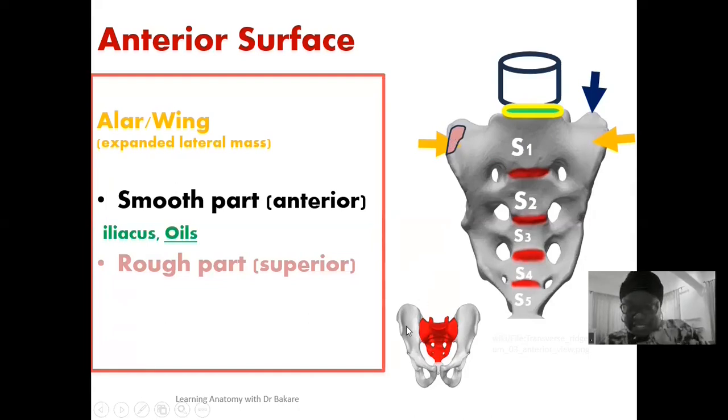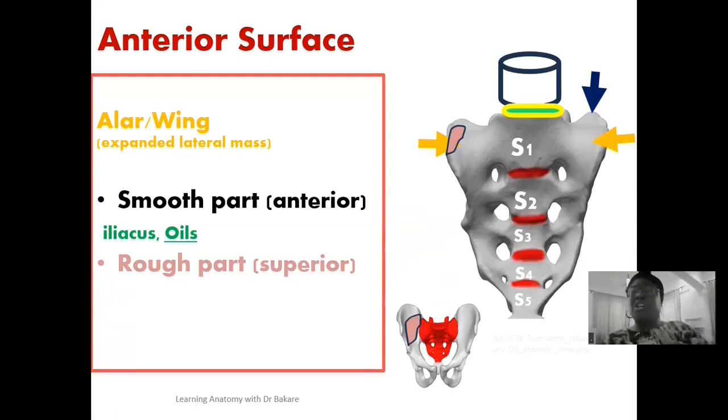If you use this image down here, this is where we have the iliac fossa, and we know it is filled with the iliacus muscle. If you look at this iliacus muscle at this point, you see that part of the fibers extend into the lateral edge here of the smooth part of the ala, or the wing, of the sacrum. So this is how the iliacus is related to this lateral edge of the smooth part of the ala of the sacrum.